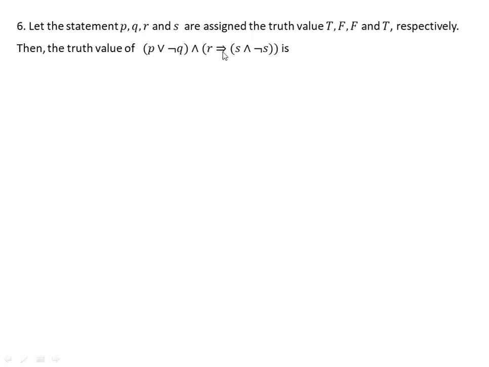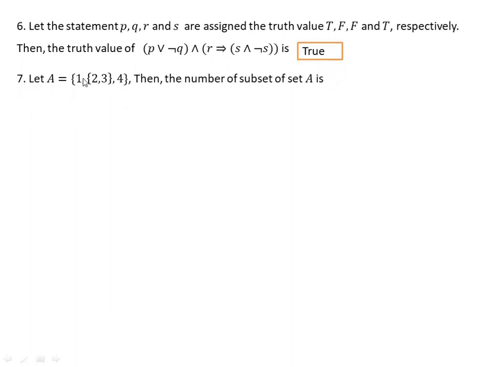Therefore, false implies false, which is false. But this is true. Therefore, true and false. No, true and true. This is true. True and true, which is true. Therefore, this statement is what? True. Number 7. Let set A be a set containing the elements 1, the set containing 2, 3, and 4.